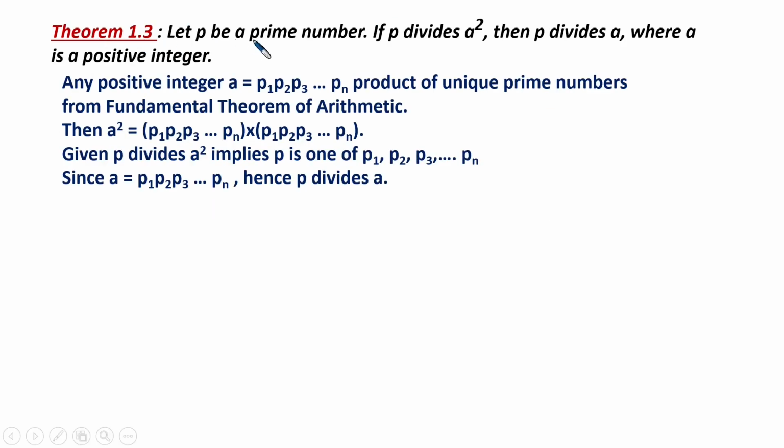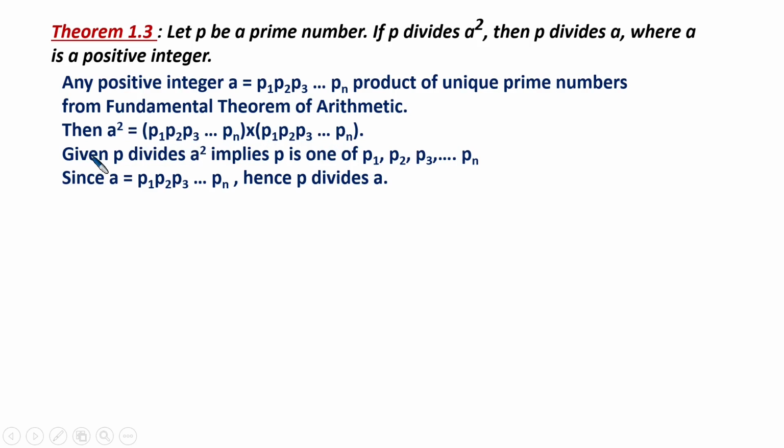Now a theorem: let p be a prime number, and if p divides a square, then p divides a, where a is a positive integer. This can be proved very easily. For any positive integer a, from the fundamental theorem of arithmetic, a is p1 times p2 times and so on. You can always write it as a product of prime numbers. And so a square will be a times a.